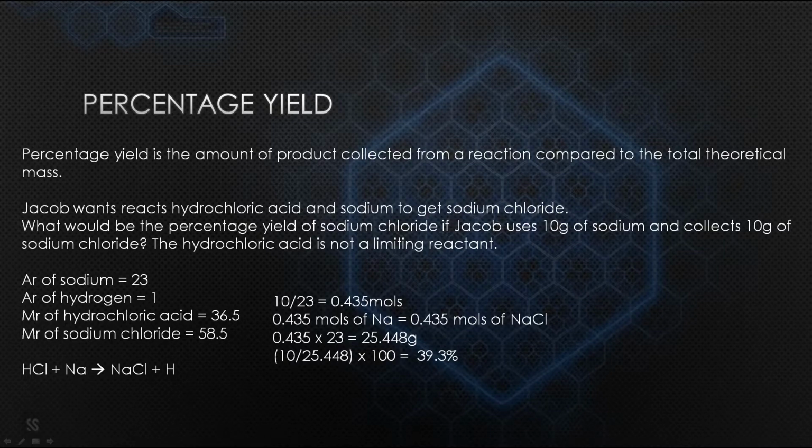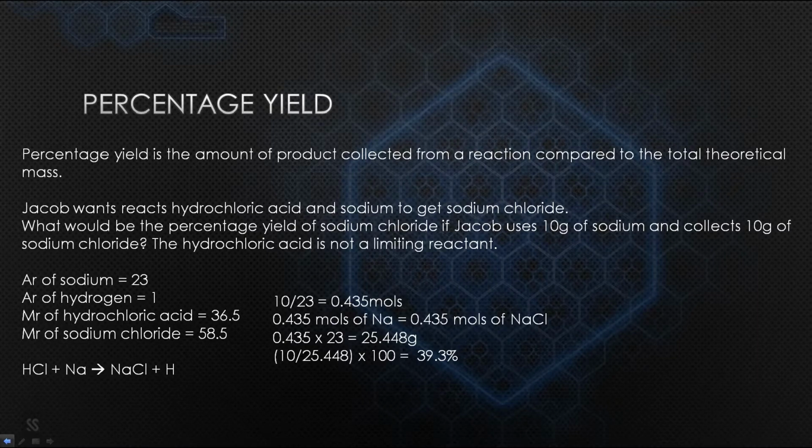This means that the amount of hydrochloric acid used is always enough to allow all the sodium to react. We are given the atomic masses and formula masses of all products and reactants along with the reaction equation. As sodium has an atomic mass of 23, 1 mole of sodium weighs 23 grams. Jacob is reacting 10 grams however, so we divide the 10 grams he is using by the mass of 1 mole, which is 23, to work out the number of moles of sodium in 10 grams.